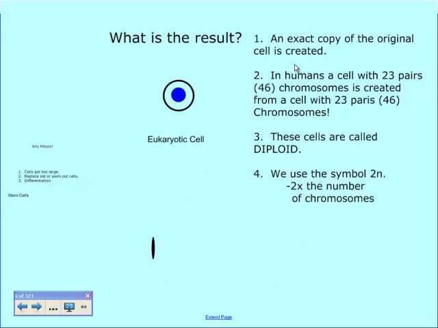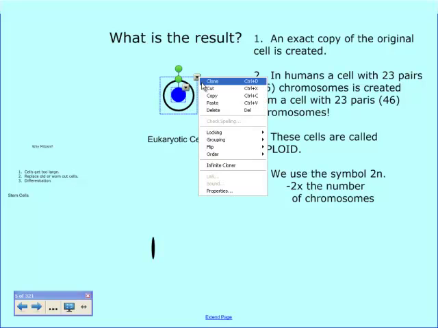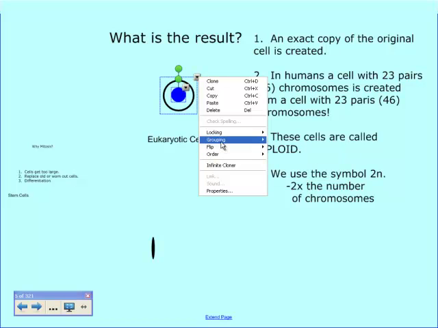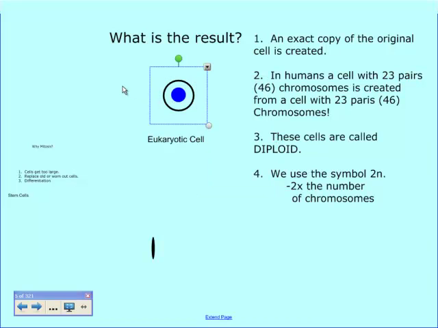The first one, the most basic one, is that you end up with an exact copy of the original cell. So if we start out with this cell here, and it goes through all the steps of mitosis, prophase, metaphase, anaphase, and telophase, and then the next step, which is not part of mitosis, but is the final action, is cytokinesis, and that is where it splits.